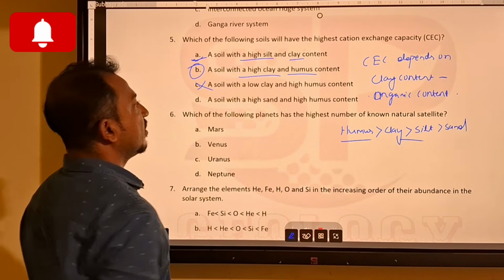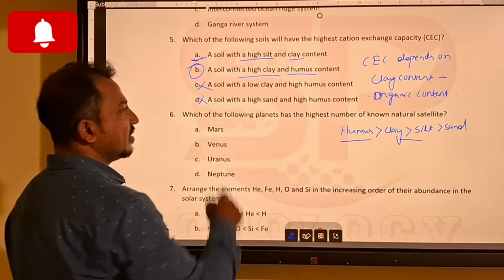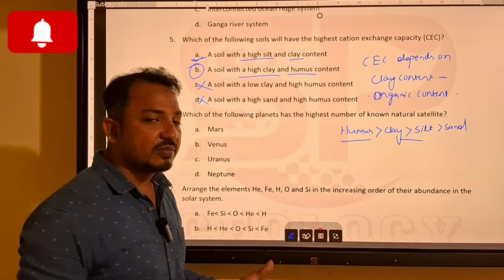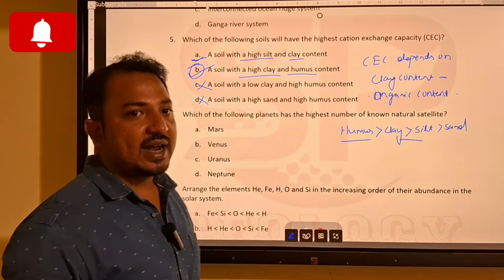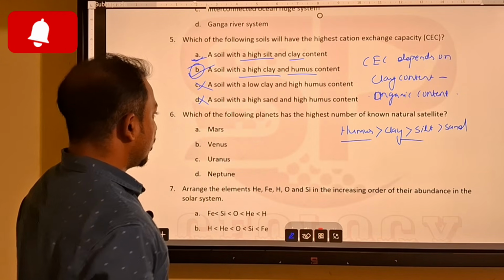Low clay will not be the option. Sand does not contribute, so it has 0 CEC. So the suitable answer will be a soil with high clay and humus content.